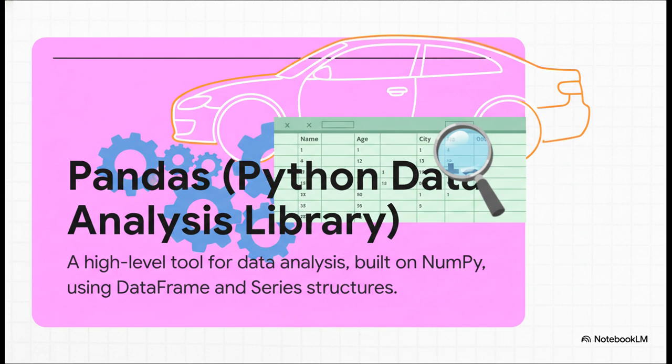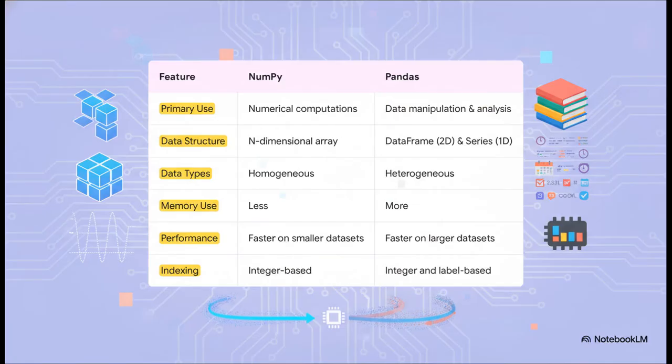It's called a DataFrame, and it is perfect for cleaning and organizing your data. And this table just lays it all out. NumPy is for the raw, nitty-gritty math on arrays, where everything's the same type. Pandas is for your structured data, like from a CSV file, where you might have numbers, text, and dates all mixed together in one table. Pandas gives you all that flexibility, but it does use a little more memory to do it.